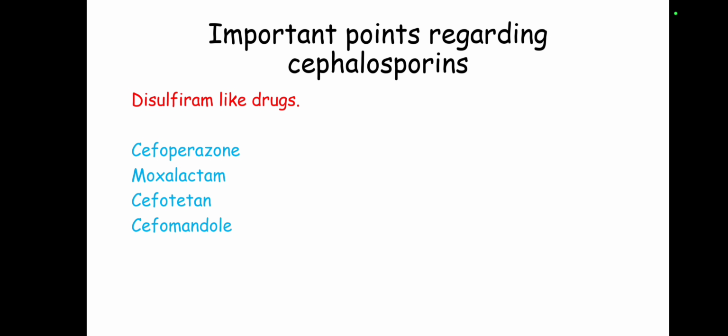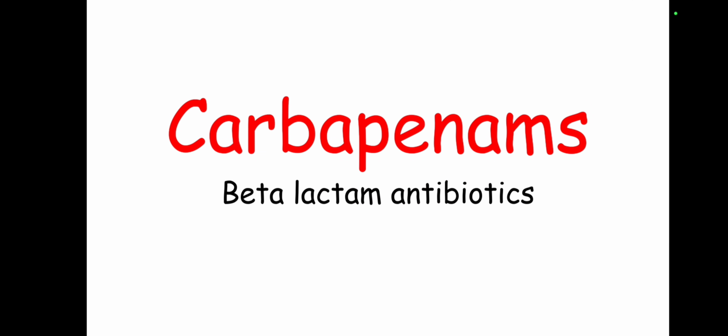Next special point about these four drugs is that they can also cause a problem known as hypoprothrombinemia, meaning they can decrease the prothrombin level, which will predispose a person to bleeding. Therefore, they should be avoided in a person with bleeding tendency, like patients with hemophilia. We should not give these cephalosporins. Okay, so this was all regarding cephalosporins. Next, we shall start our discussion regarding the carbapenems.